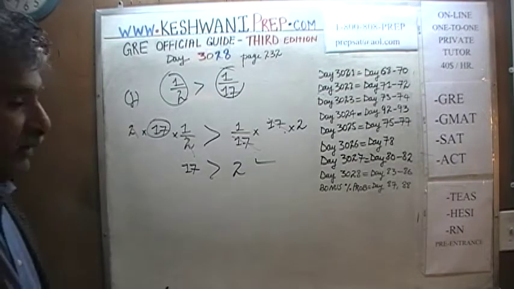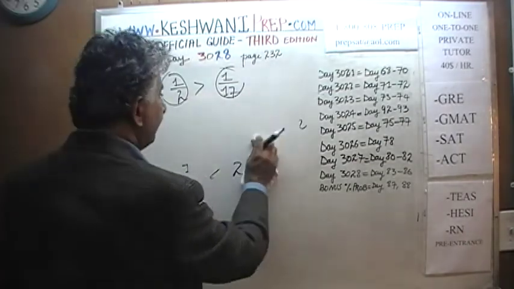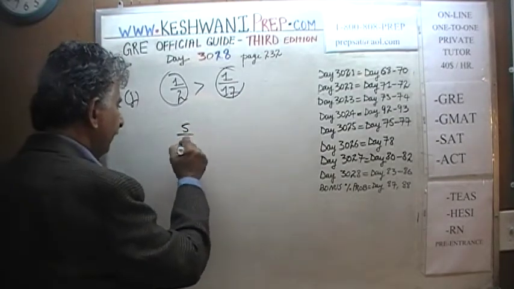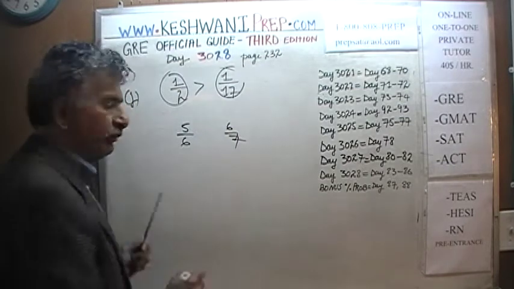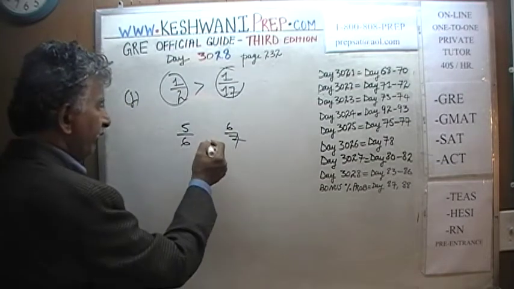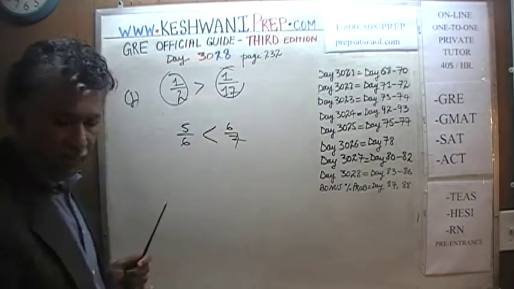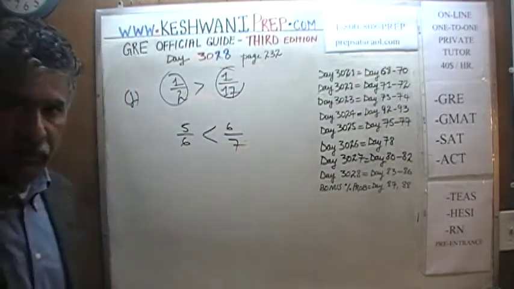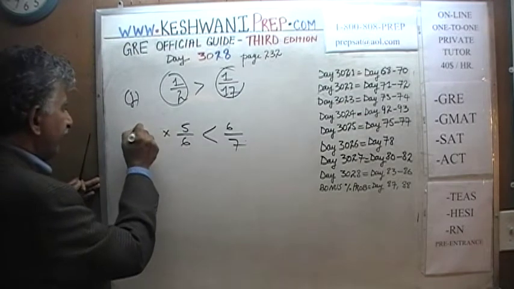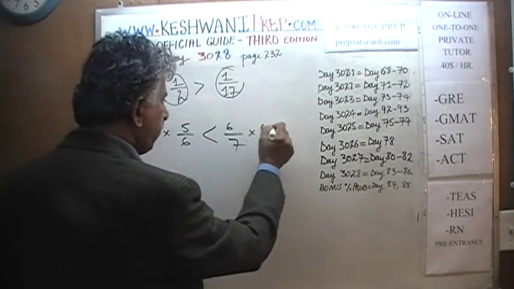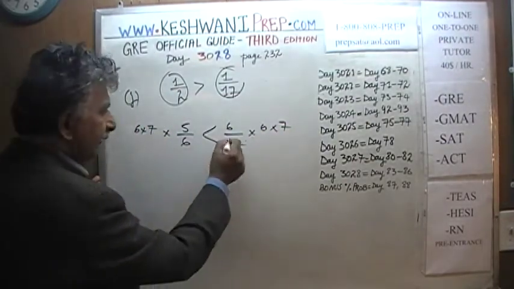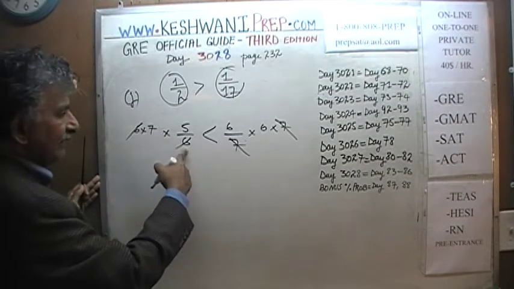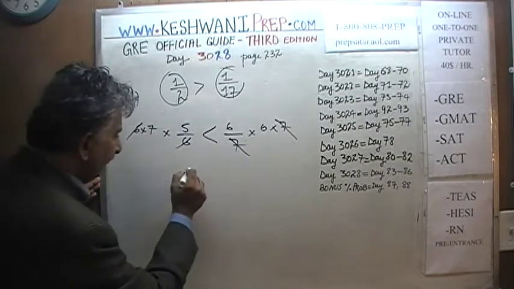In other words, let me give you another example. For example, if somebody asks us which fraction is bigger, 5/6 or 6/7? They're asking us, is this correct? 5/6 is smaller than 6/7, is it correct? What's the quick way? The quick way is this. Multiply both sides by 6 times 7. The 7 drops out and the 6 drops out. The 7 that was there ends up here, and the 6 that was here ends up here. So the quick way is this.